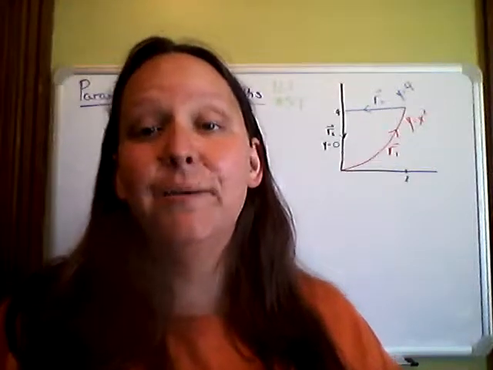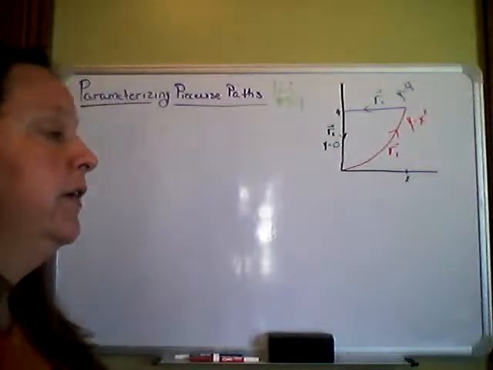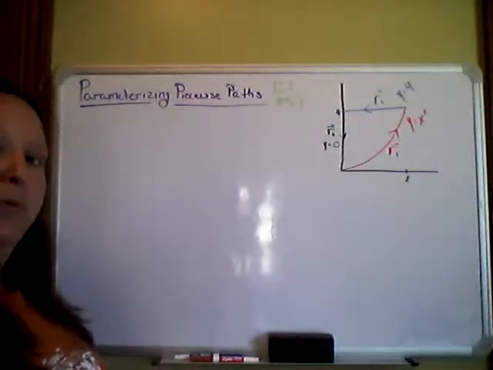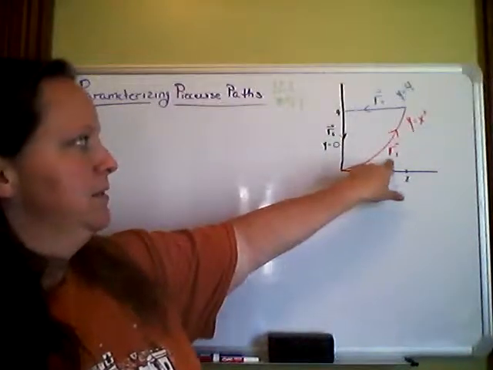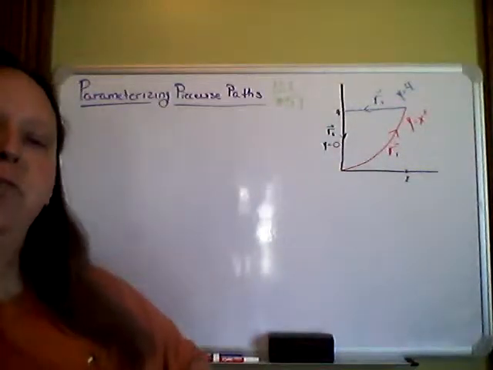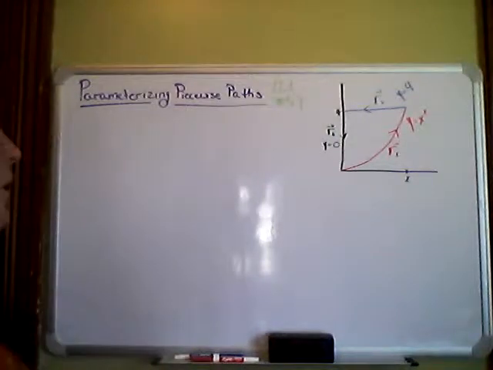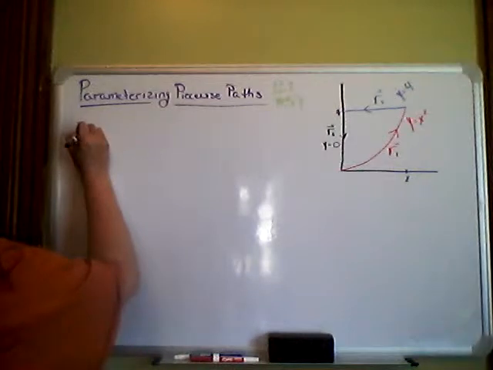Hi, I'm Melissa Hartwig, and today I'm going to talk to you about parameterizing piecewise paths. Now, to do this, we're going to have to come up with vector valued functions. And since our path has three pieces, R1, R2, and R3, we're going to have to come up with three vector valued functions and put them all together into one piecewise. So, we're going to start with our R1.